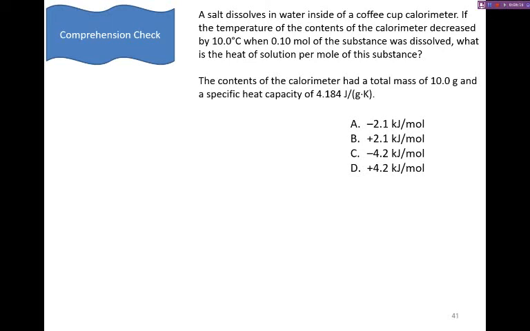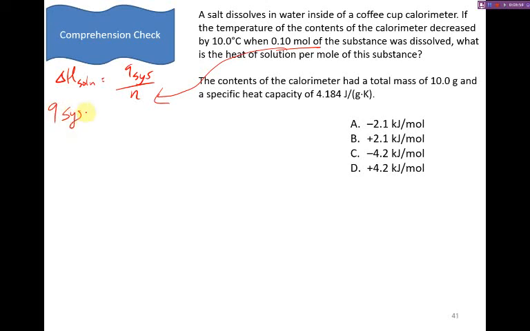Welcome back. So in this case, we have an unknown salt dissolving in water inside of a coffee cup calorimeter. The temperature decreased by 10 when 1/10 mole of the substance was dissolved. What's the heat of solution per mole of this substance? So the heat of the solution we know is the Q of the system over the moles. We're told that it's 0.1 moles, and so we need to find Q of the system.